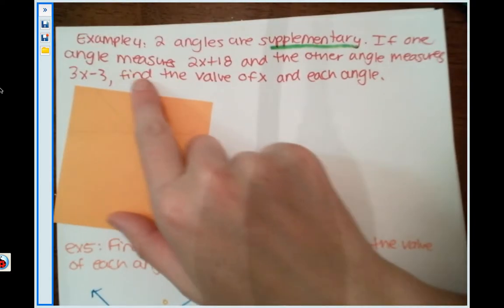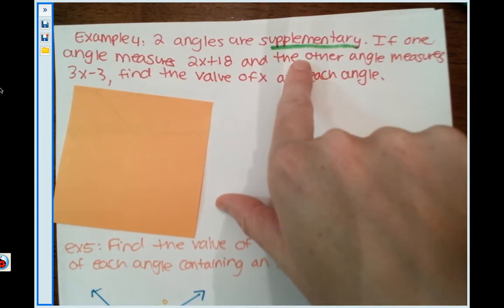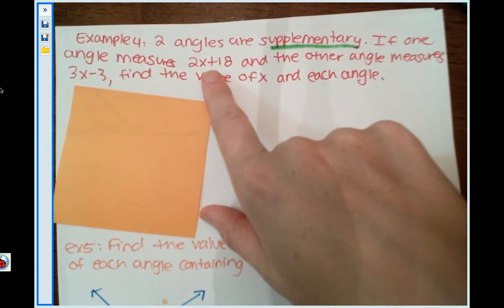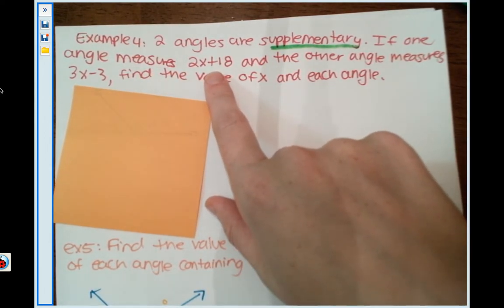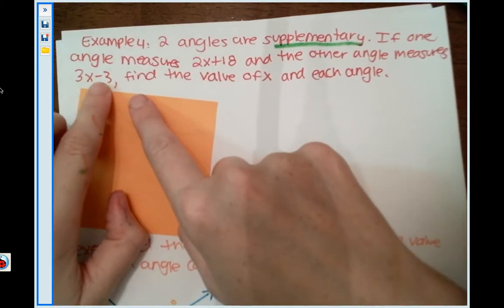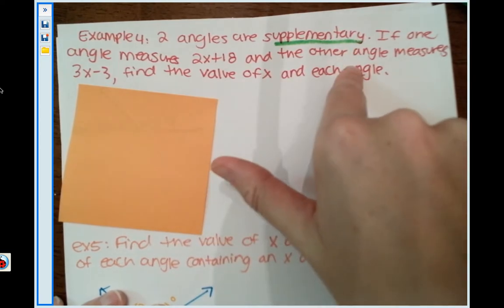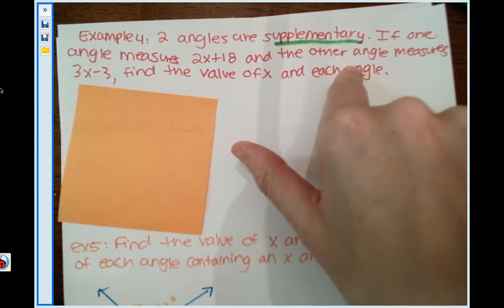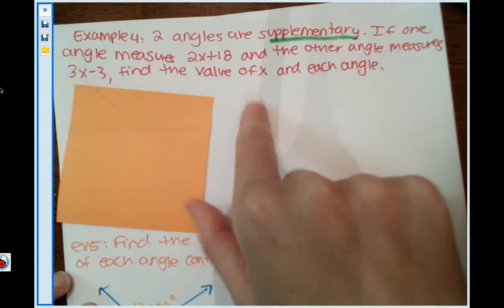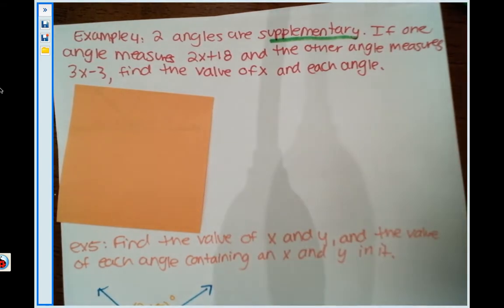Alright, so this one says, two angles are supplementary. If one angle measures 2x plus 18, and the other angle measures 3x minus 3, find the value of x and each angle. Remember you guys, in geometry, you're not always done when you solve for x. So be careful.